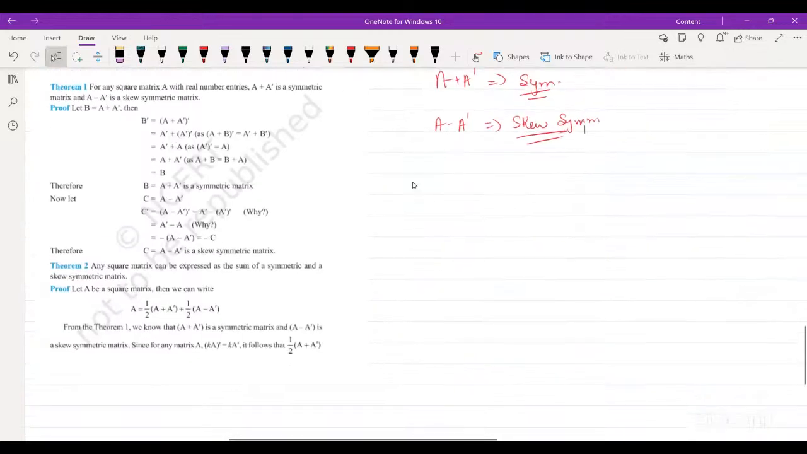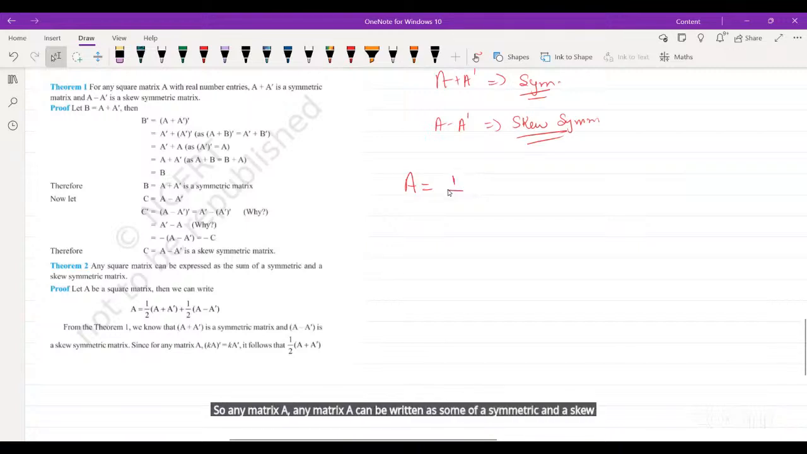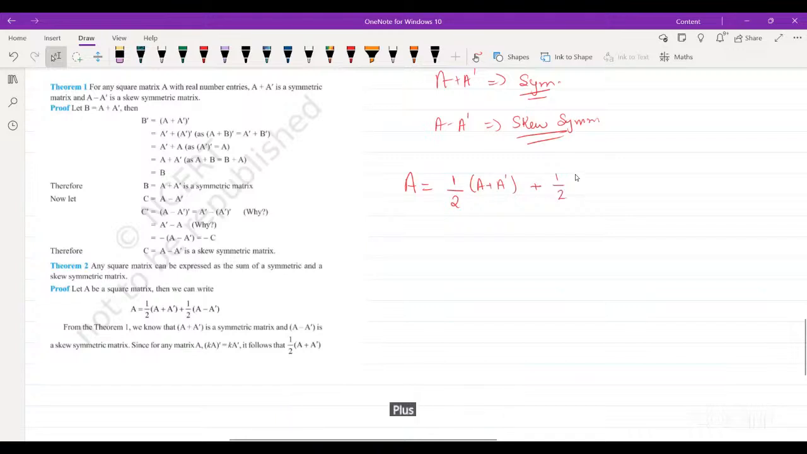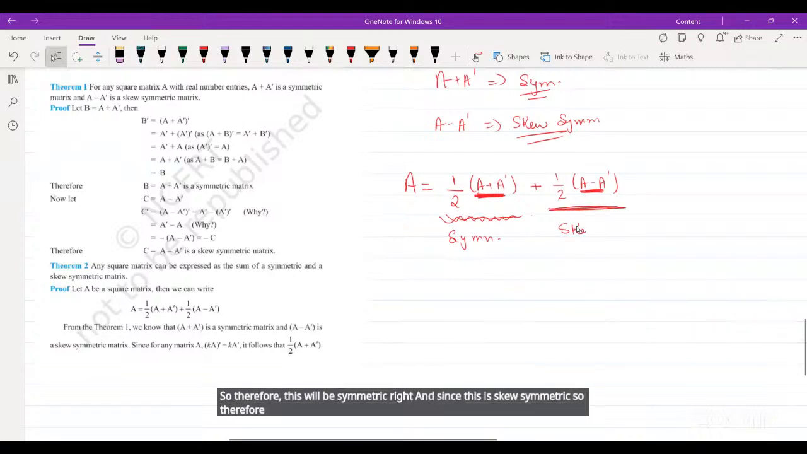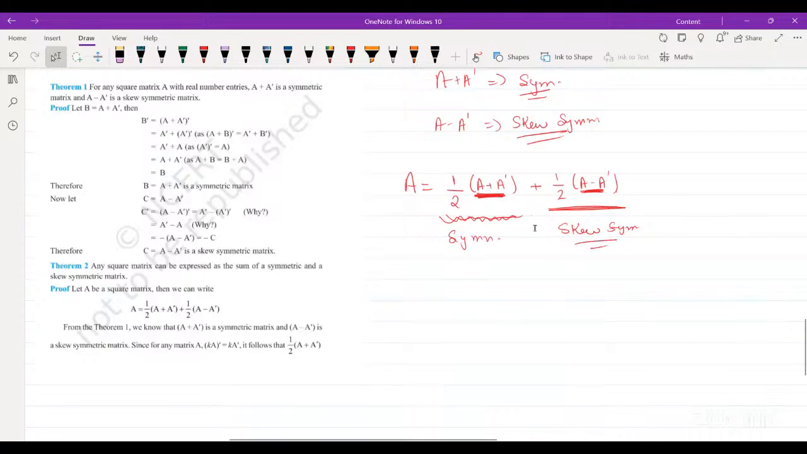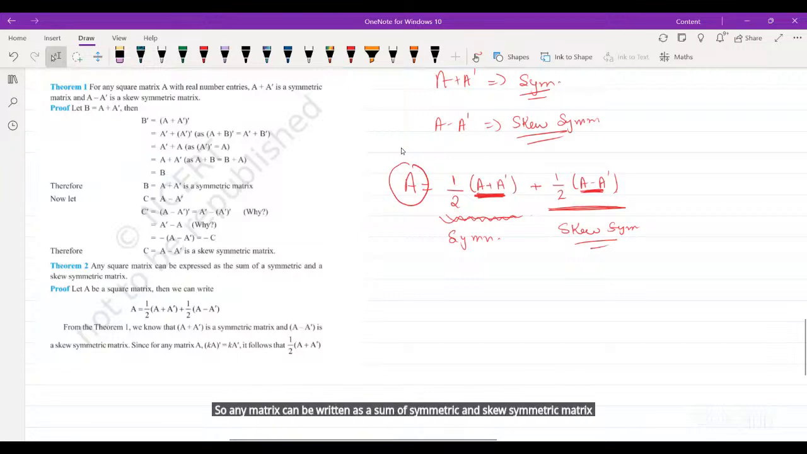So any matrix A can be written as the sum of a symmetric and a skew symmetric matrix. How? See, we can write this as half of (A plus A transpose) plus half of (A minus A transpose). Now this is always symmetric, and since this is skew symmetric, therefore this will be too, right? So any matrix can be written as a sum of a symmetric and a skew symmetric matrix. Is that clear, people?